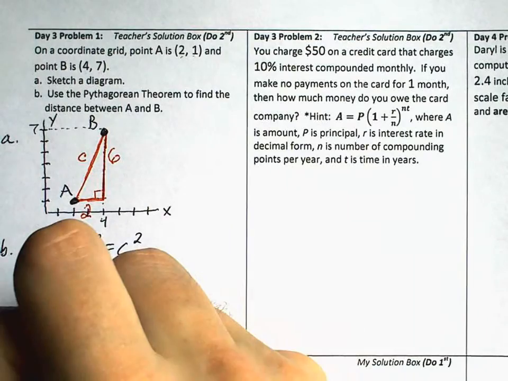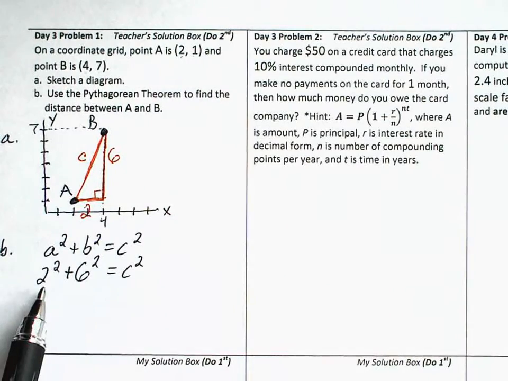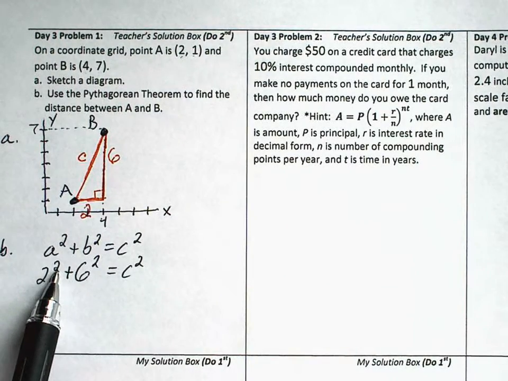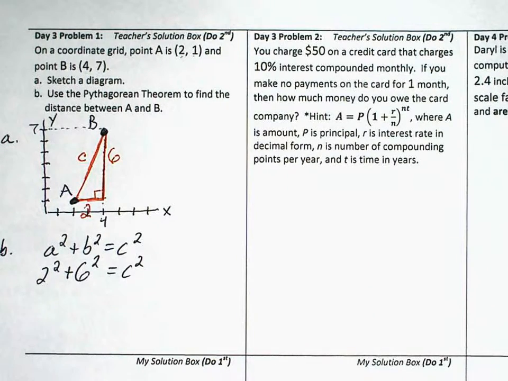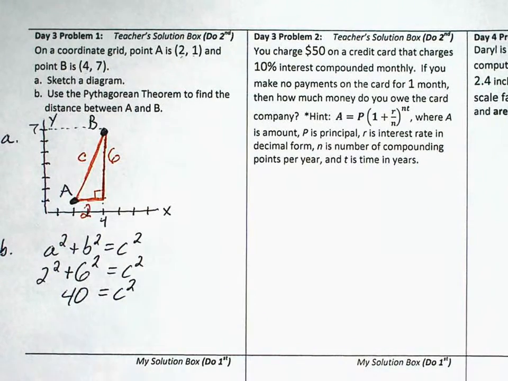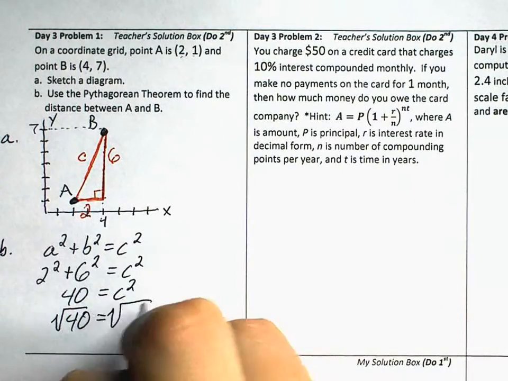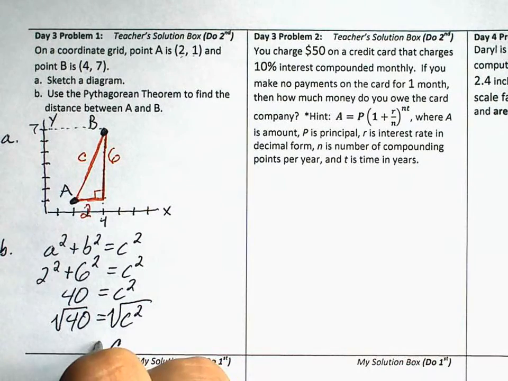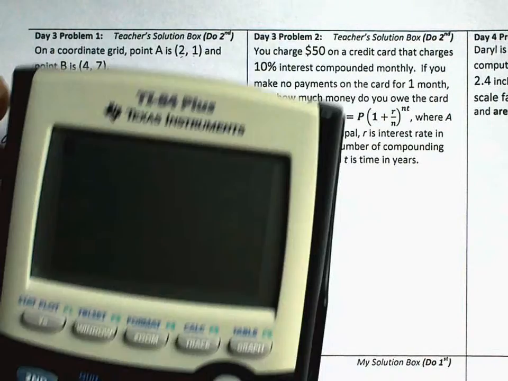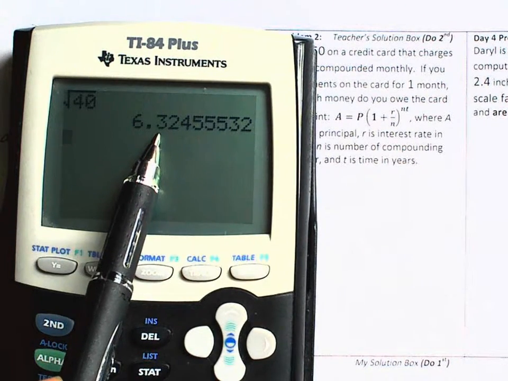The shortest leg is 2. The other leg is 6. And now we can simplify these pieces. 2 squared is 4. 6 squared is 36. 4 plus 36 is 40. Now square root. So the square root of 40 is equal to the square root of c squared. You can grab a calculator and find an answer for the square root of 40. Going to 1 decimal place, how about 6.3?